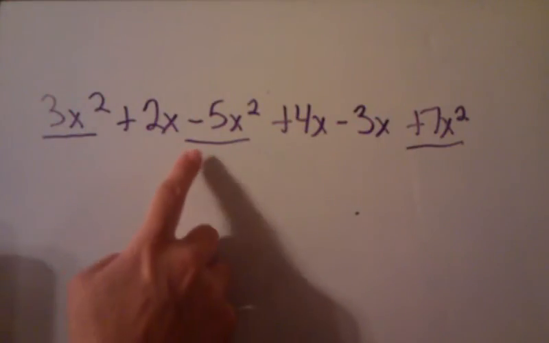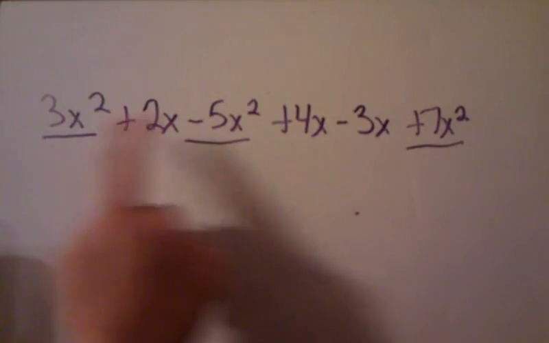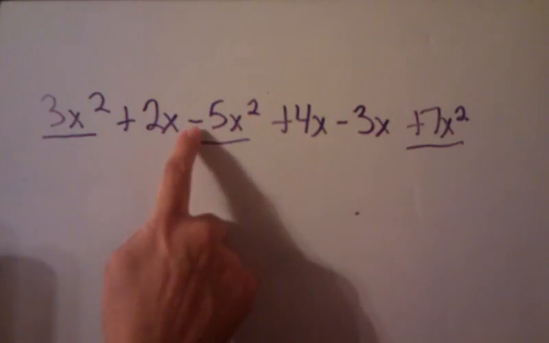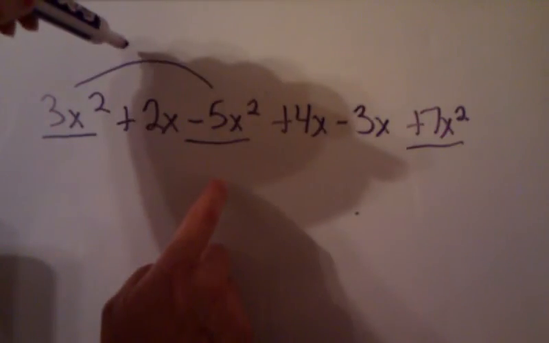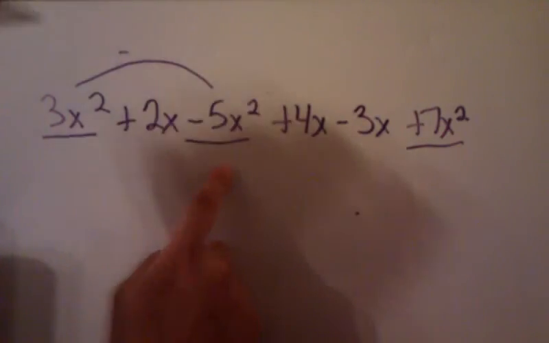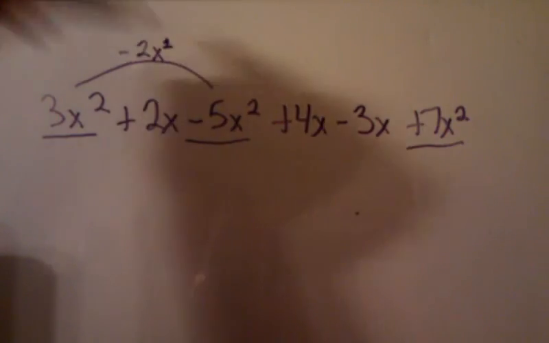Three minus 5. My signs are different, so I subtract and use the sign of the larger number, which is 5. So my answer is going to be negative. So these two is negative. 5 minus 3 is 2. Keep my sign, x squared.